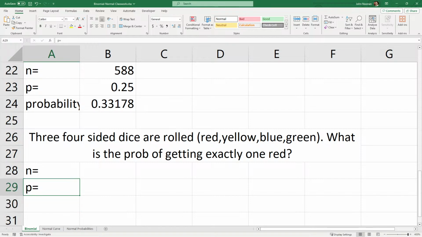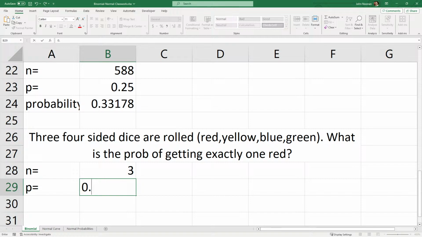So let's put N equals 3 for this. Now I need the probability of success. That means the probability of getting red on a single die. So let's find another volunteer. Bailey, what do you think? If I roll this die, what's the probability of getting red? 25%, 1 in 4, because there's 4 colors. And assuming that this die has been manufactured in such a way that all of the different colors are equally likely to be face up, then red is 1 in 4. So we're going to go with 1 in 4, or 25%, or 0.25 for P.